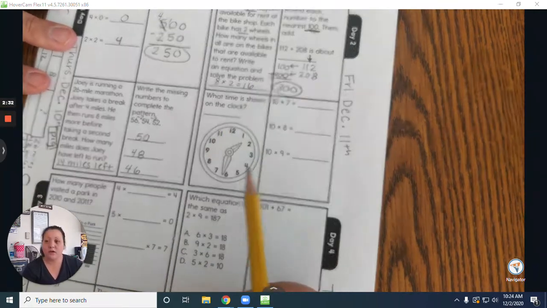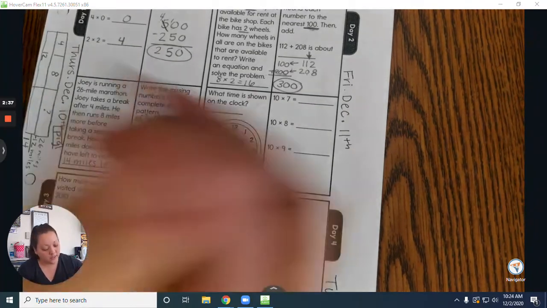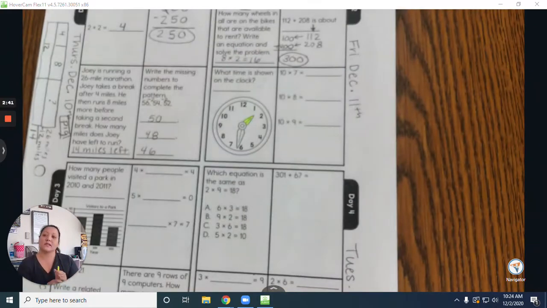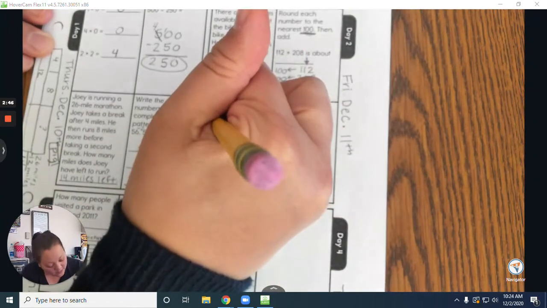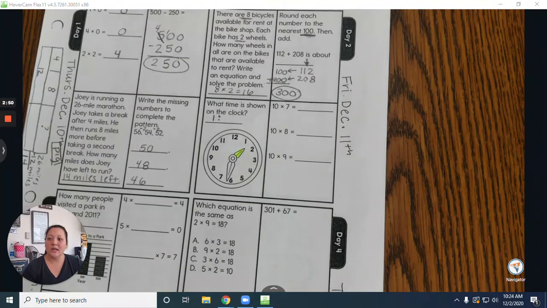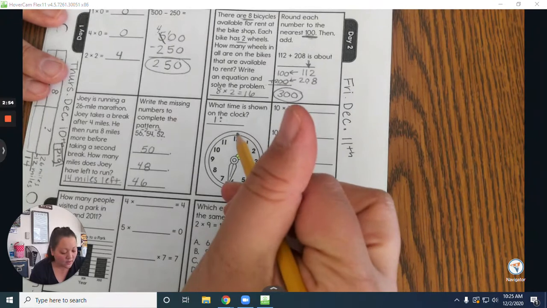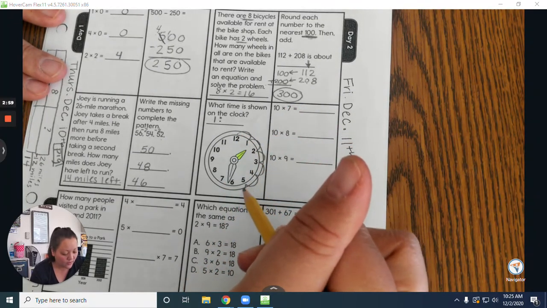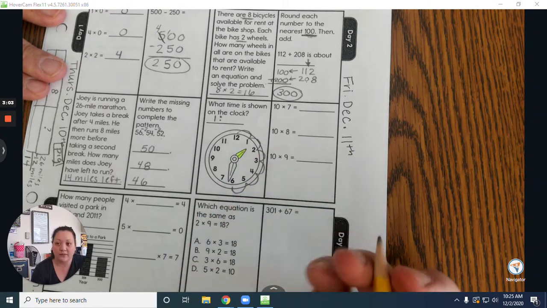What time is shown on the clock? So first we need to look at the shorthand. The shorthand is right here. Now it's past the 1 but not quite to the 2. So I know that it's 1 o'clock of something. Now the minute hand. Okay, so if I count this by 5s, 5, 10, 15, 20, 25, 30. So it looks like it's between 30 and 35.